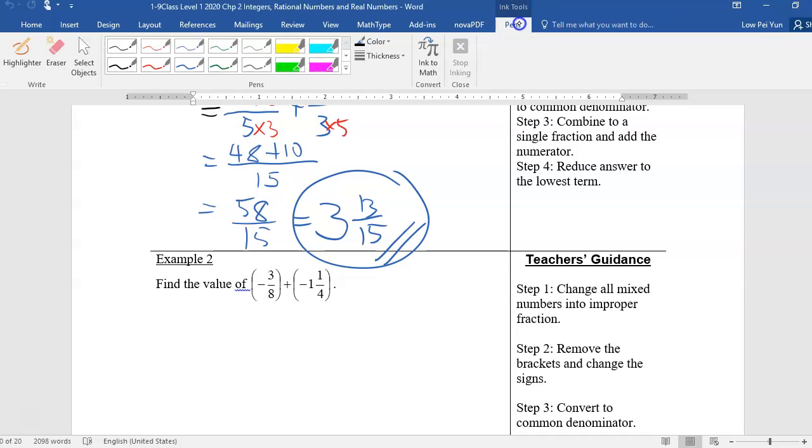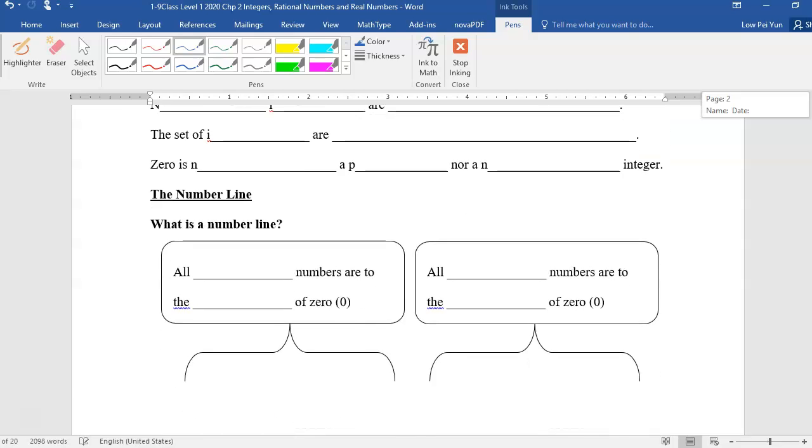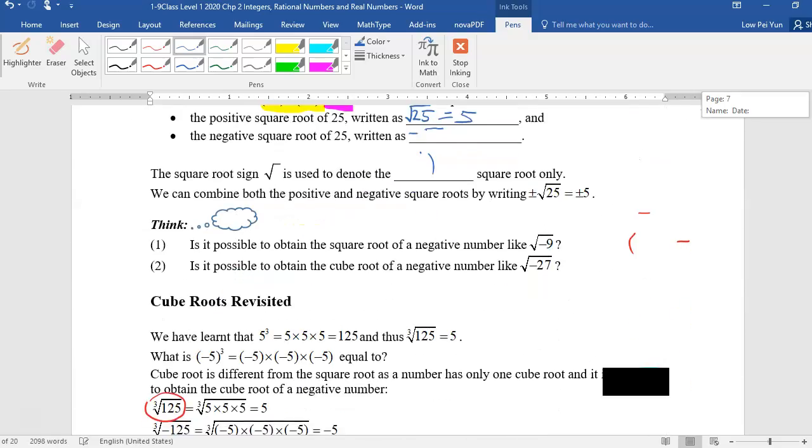Example 2. So let me start. Since Louis is standing, Louis continue with this question. Louis, we have negative 3 over 8. Oops, the page jump again. But over there, I hear talking. Are you okay?